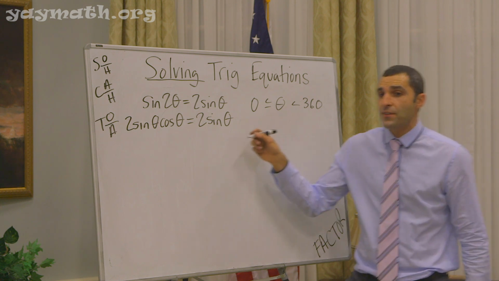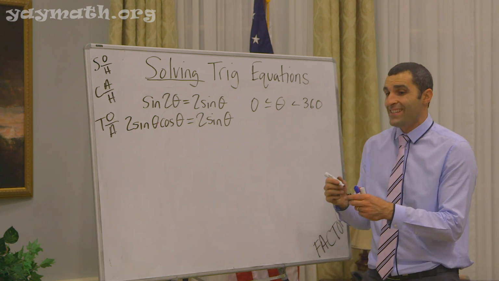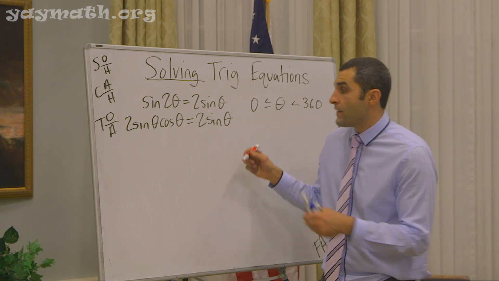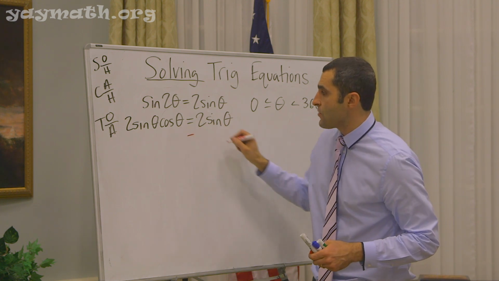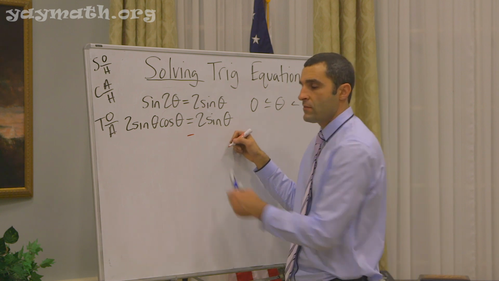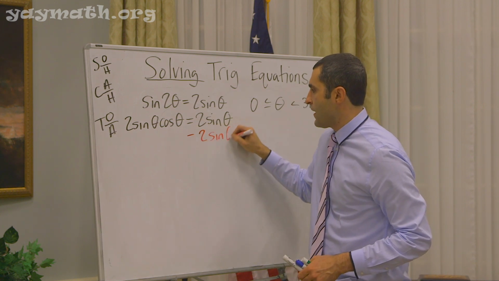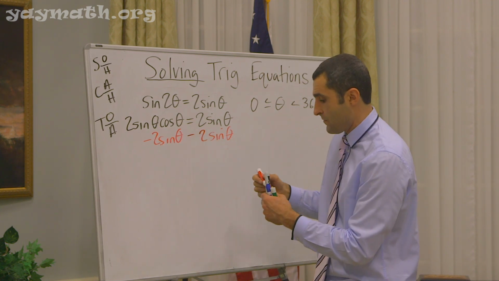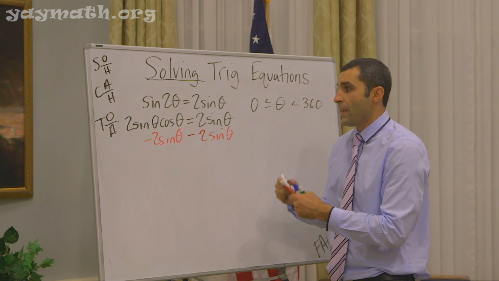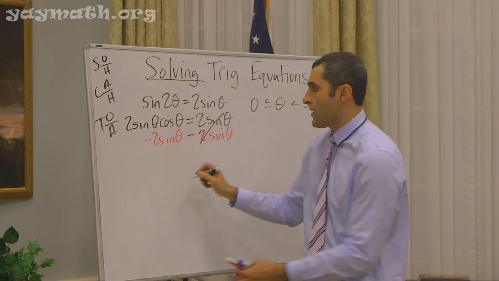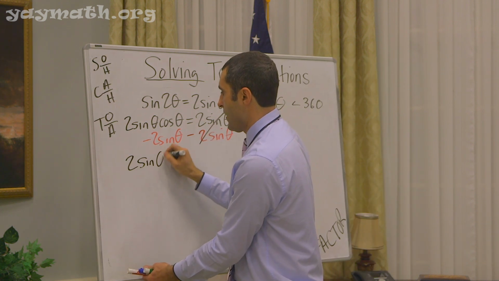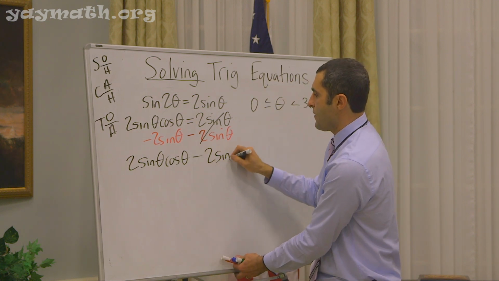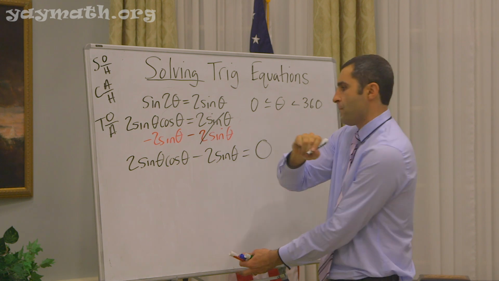If this was a factoring problem, we'd have to set it to 0. By doing what to both sides? Subtract what on both sides? I want this to be 0. Minus 2 sine theta. Now you'll notice these are non-like terms, so we have to list them out. So this becomes 2 sine theta cosine theta minus 2 sine theta equals 0.